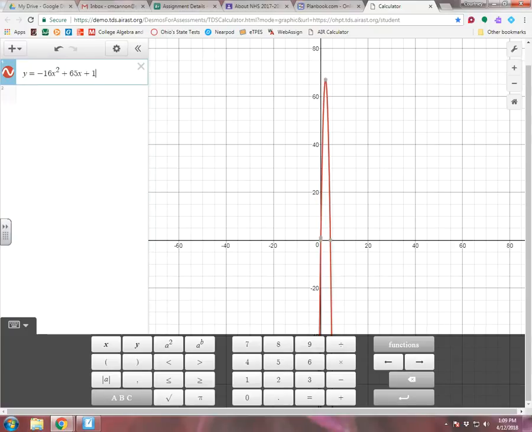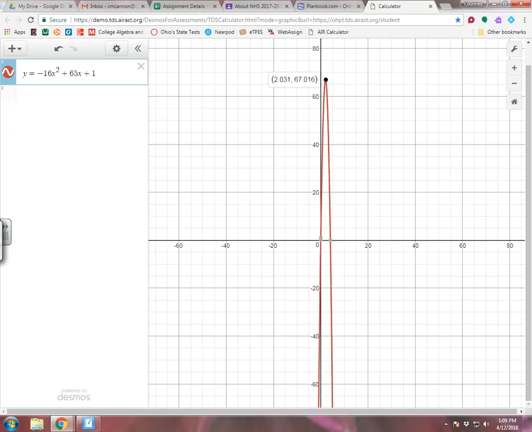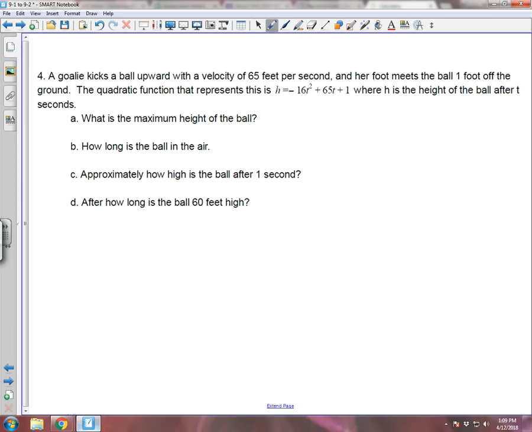Doing okay? Yeah? Okay, so what is the maximum height of the ball? Where does that happen? The very top. What is that very top point called? The vertex. So how high will this ball go? 67.016, right? Feet. Does everybody see where that's coming from? Chase, how you doing back there? Okay? Okay. So 67.016 feet.